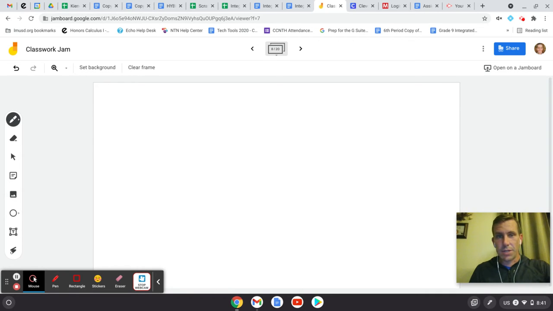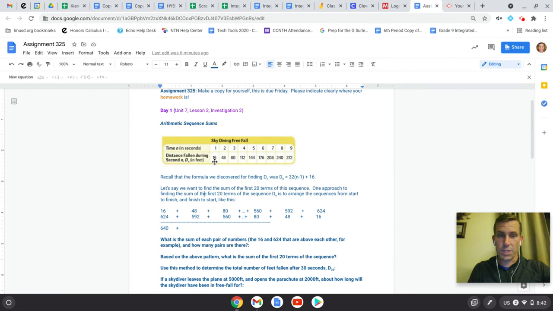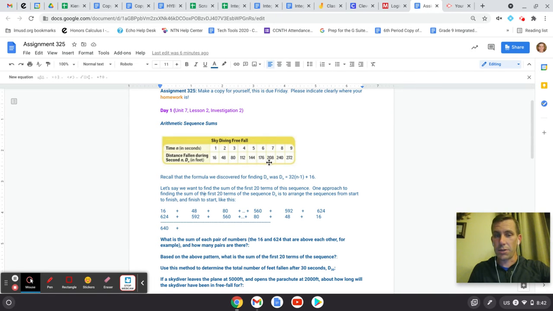So in your assignment document, for those who are doing the asynchronous work in the morning, you're going to be looking at the sequence of the distance per second that this skydiver fell that we were looking at last week. And that sequence starts 16, then we add 32 and get 48, then add 32 and get 80, then add 32 and get 112, and we keep adding 32 all the way up here until 272.